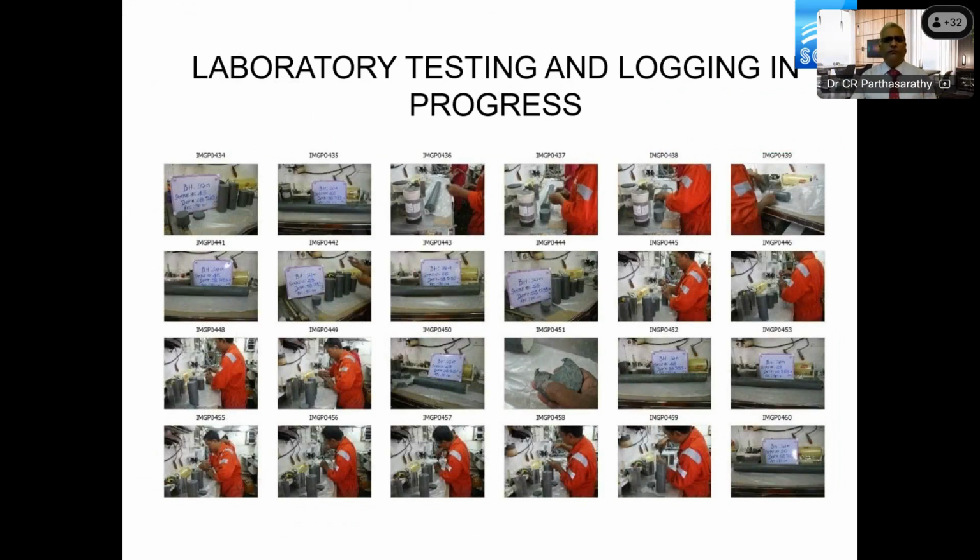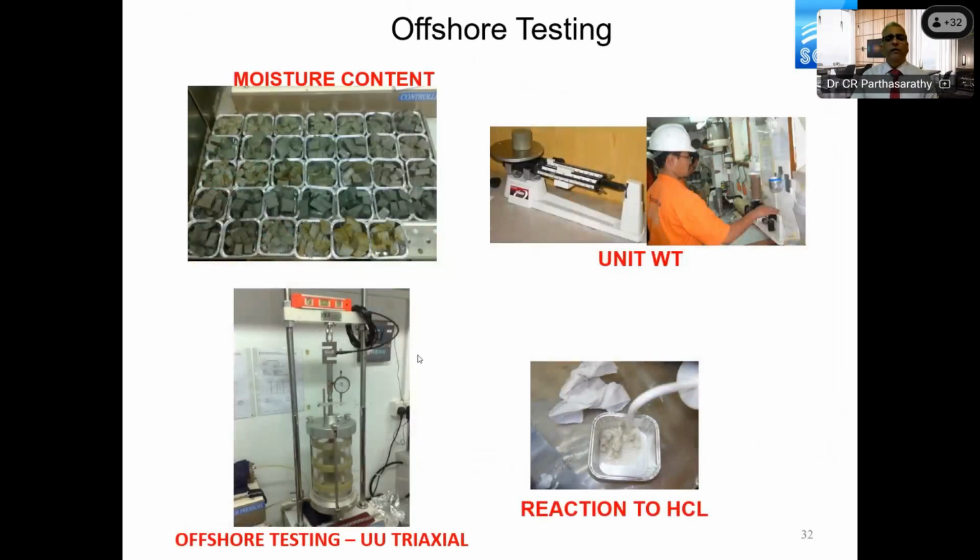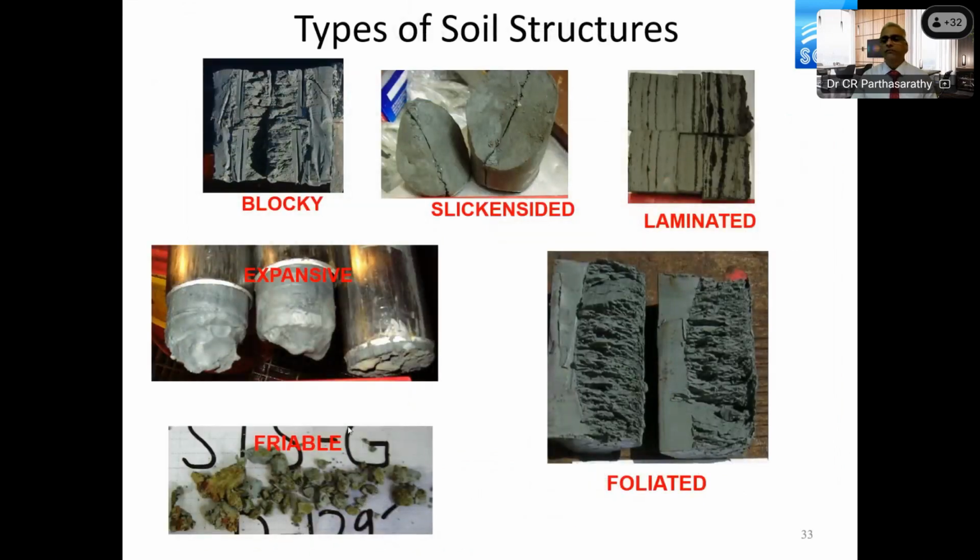For every meter of sample you recover, the practice is to perform the minimum number of tests, that is at least one torvane test to determine the undrained shear strength, mini vane test, pocket penetrometer, water content, unit weight, reaction to HCl, and UU test. So these are the basic minimum for every location.